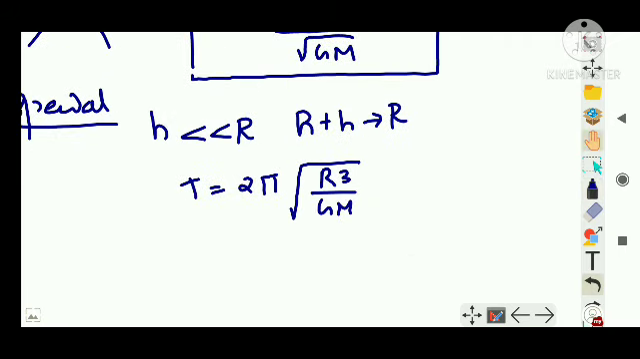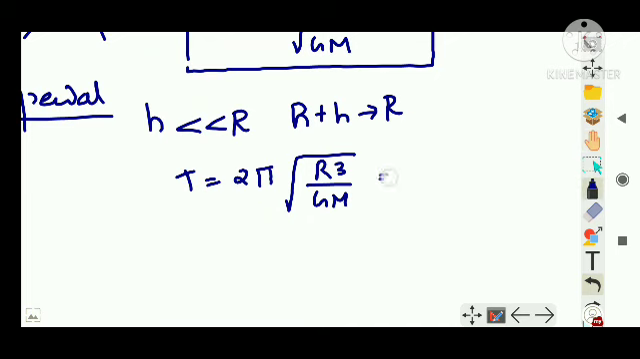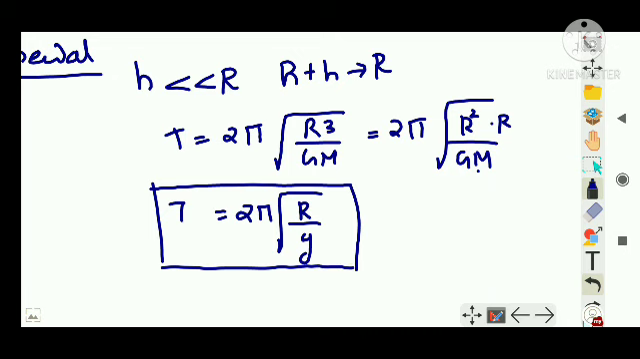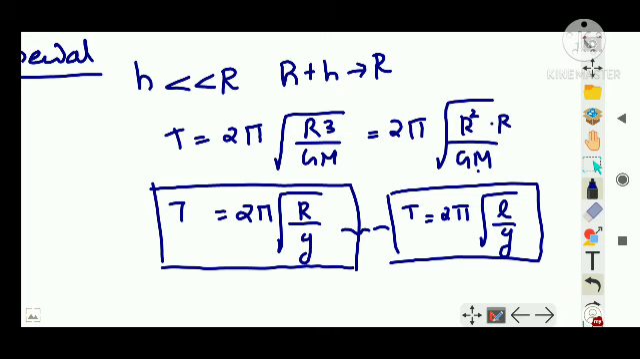Clear? Now we can split this as 2 pi root of r squared into r divided by GM. Now what is GM by r squared? It is g, the acceleration due to gravity. So I can write T is equal to 2 pi into root of R by g. You have seen this equation before. You can relate it with the time period of a pendulum, remember? It's quite similar: T is equal to 2 pi into root L by g. In place of L, you have just replaced it with R.